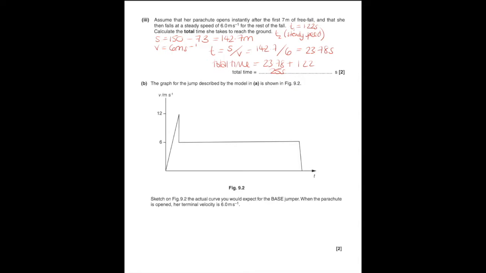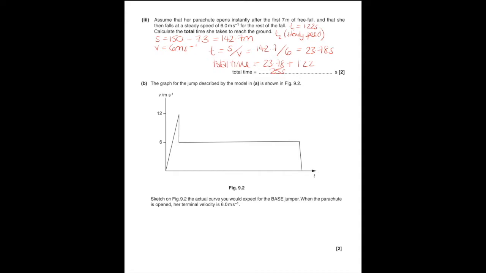And then for part B, you've got a graph described by a model for the jump, and then you're asked to sketch what you would actually see for the base jumper. So to do this, you have to think about what is actually going on in terms of the velocity of a base jumper as they fall. Initially, we know that they accelerate because when they leap, the weight is the greatest force. There is very minimal air resistance, but air resistance starts to increase the moment they start to fall.